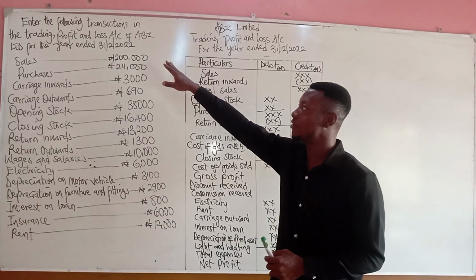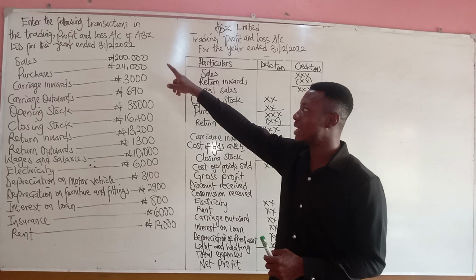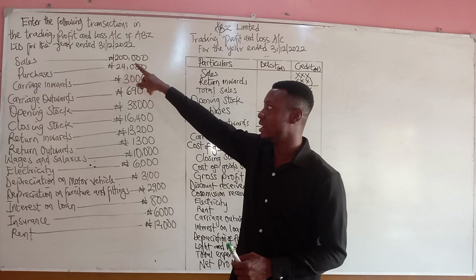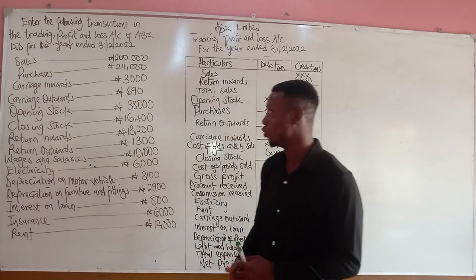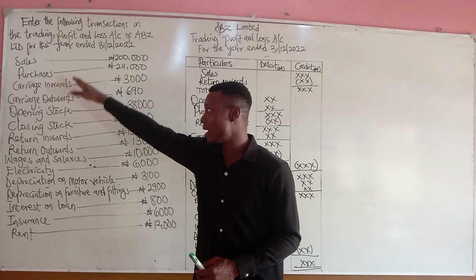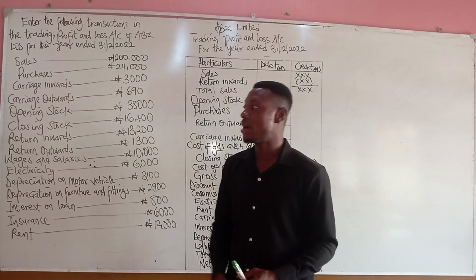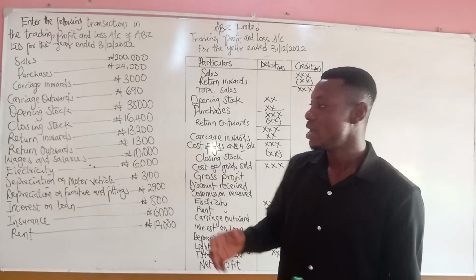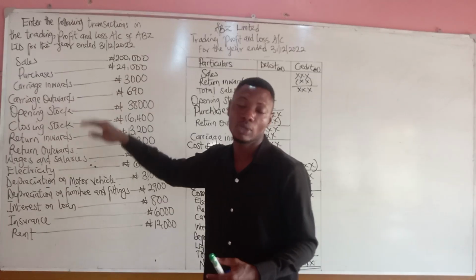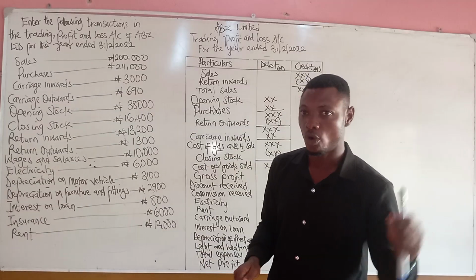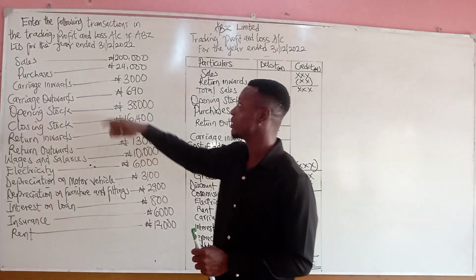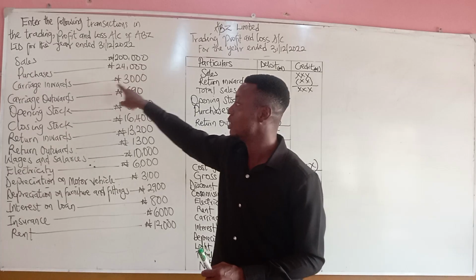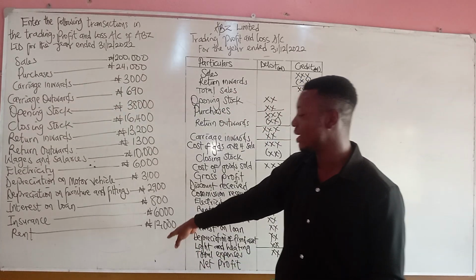Now, it said enter the following transaction on the trading profit and loss account of A, B, and Z Limited for the year ended 31st/12/2022. Now, I have lines across my particulars to the figures. The reason I'm doing this is because most of these questions come in a plain sheet, and sometimes it's difficult for me to trace, so that we don't use the wrong figures for a particular transaction. Sales is 200,000, purchases is 24,000, carriage in was 3,000, all the way down to rent.